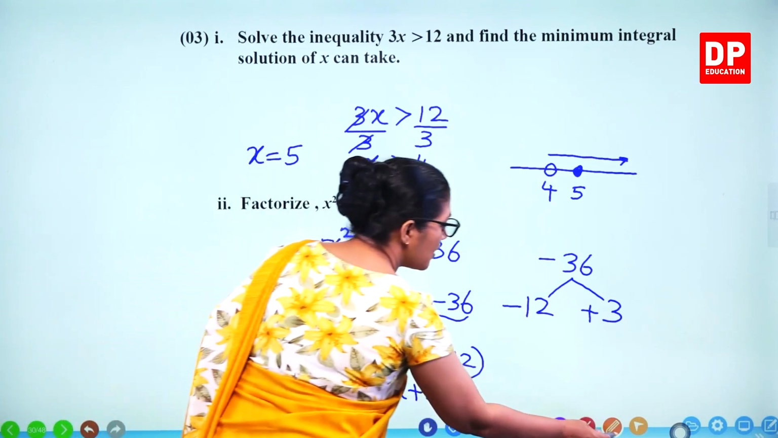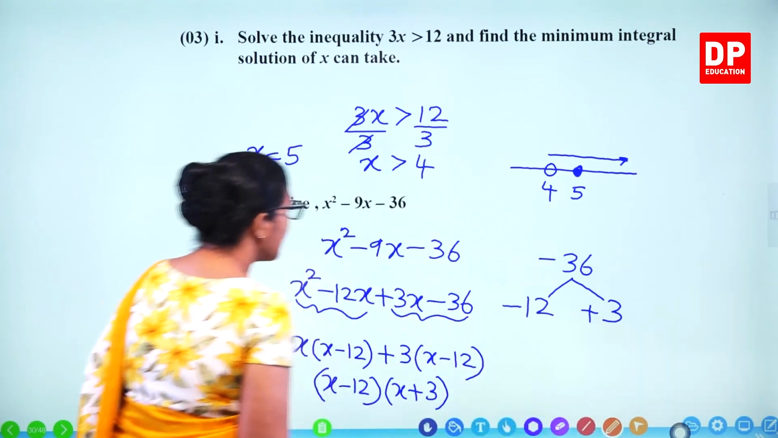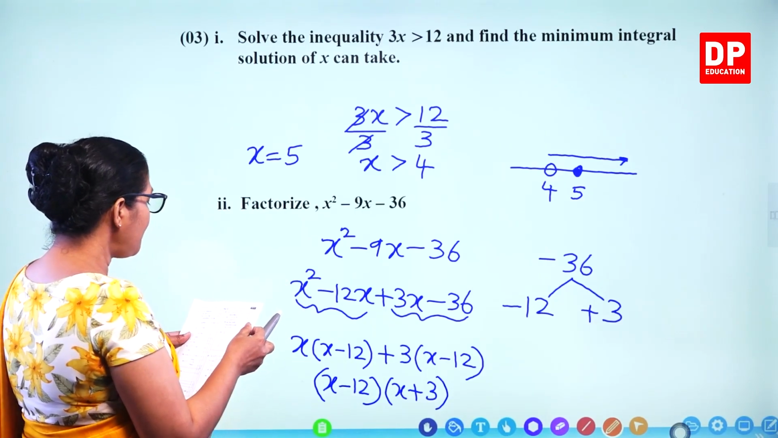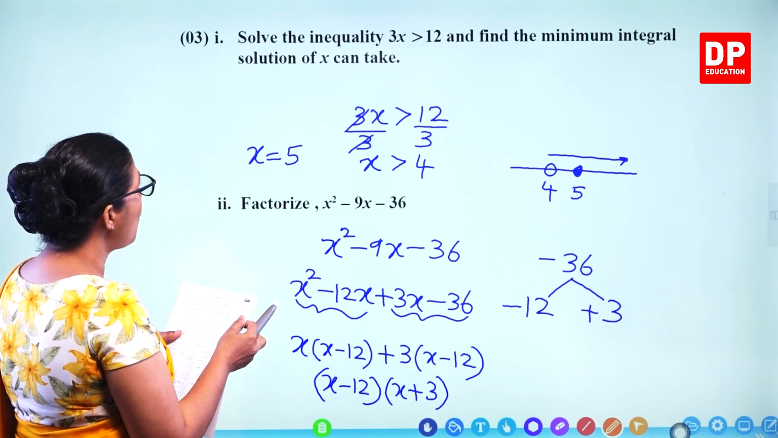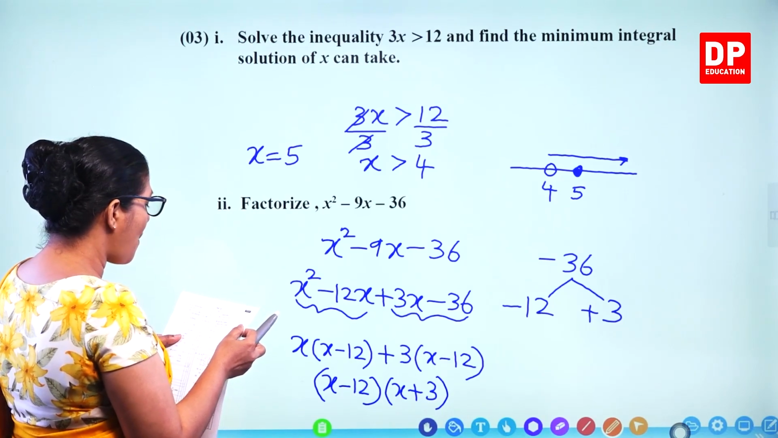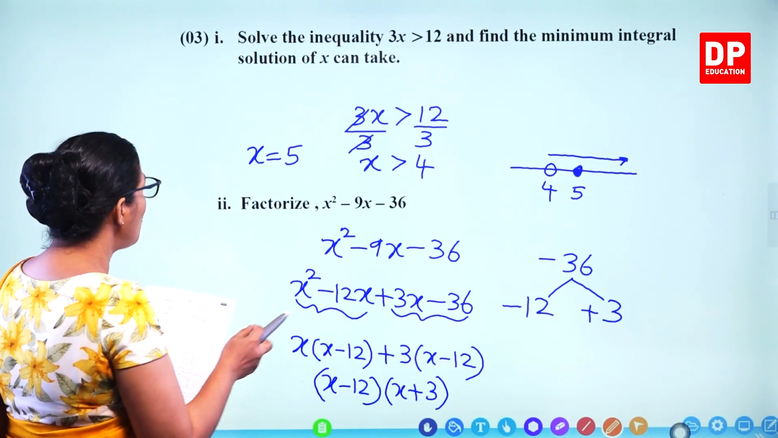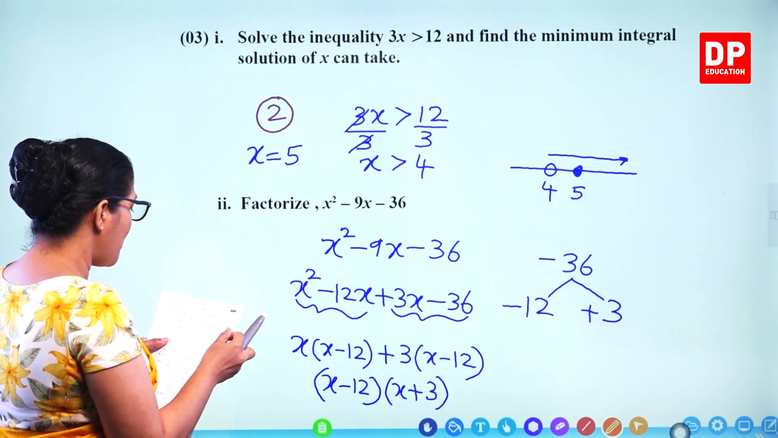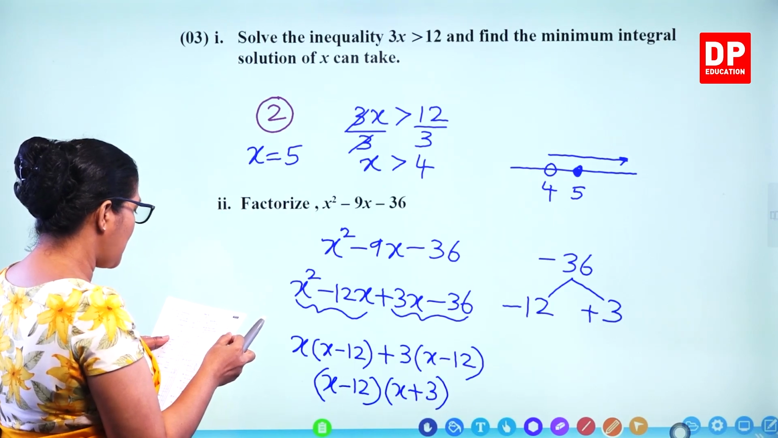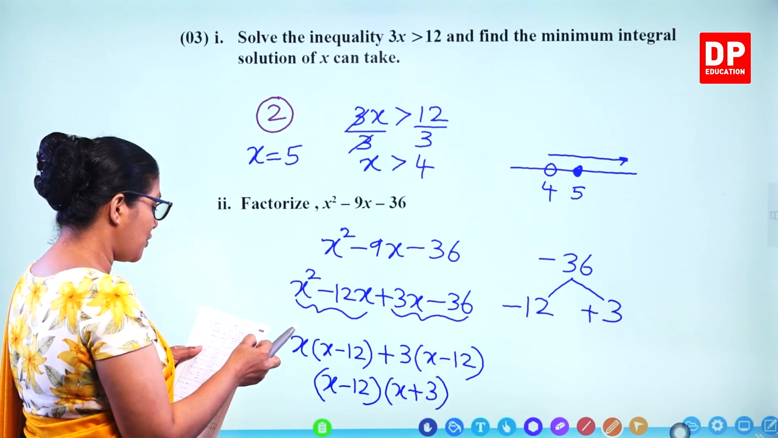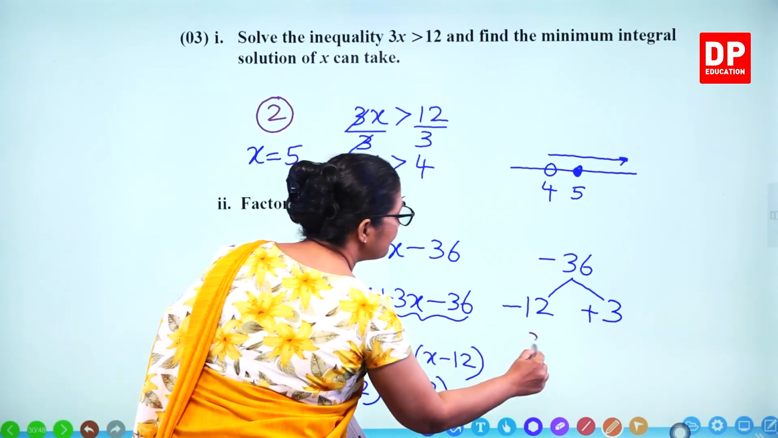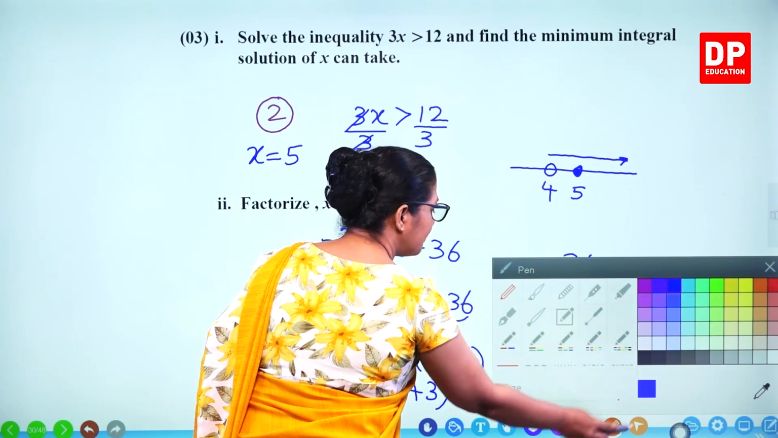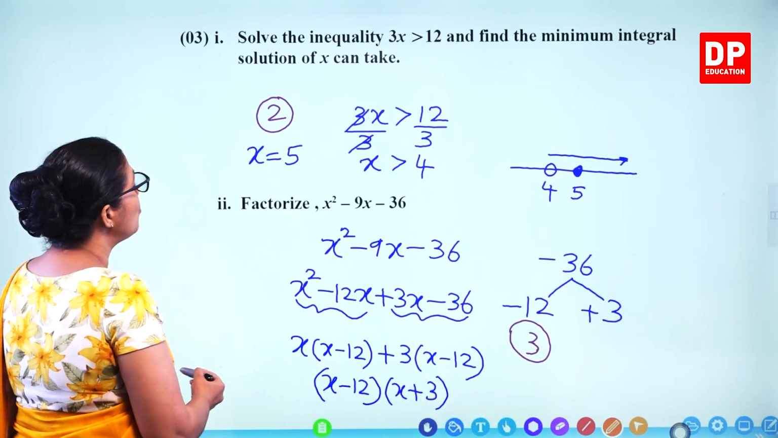So how many marks do you get for that? Just see question number 3 now. So x greater than 4, what's the minimum number? That's 5, 2 marks for that. Then x minus 12, x plus 3, you get 3 marks. Let's do part 3.